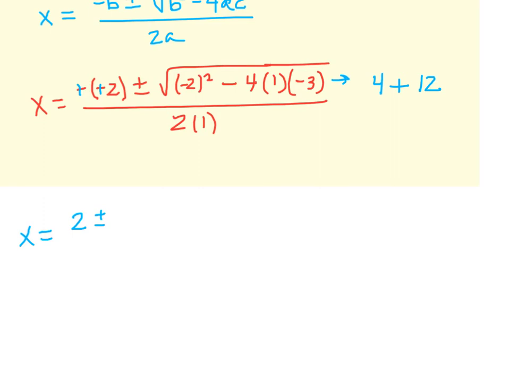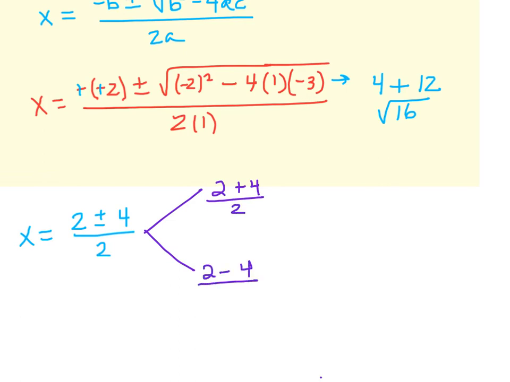And then you keep going. 4 plus 12 is 16, and you have the square root of that, because remember we do have the square root. The square root of 16 is 4, all over 2 times 1, which is 2. All right, once we've taken the square root of that number, we're ready to break this apart so that we can separate out the positive 4 and the negative 4. So you have 2 plus a 4 all over 2. And now we have to do the negative 4. 2 minus a 4 all over 2. So it's just this plus or minus. We're doing a positive 4 and then a negative 4.